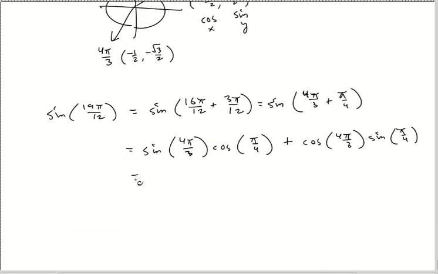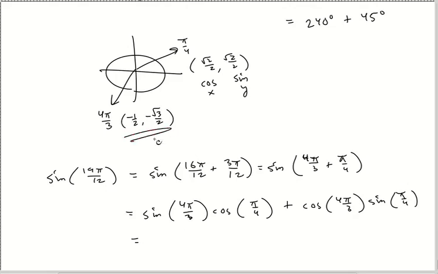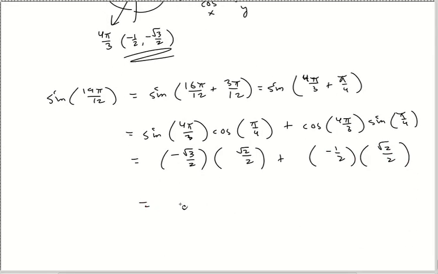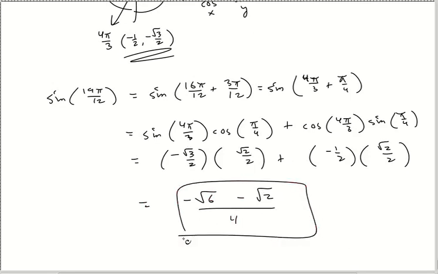Cool. Well, now I want to replace these with my actual values. So sine, my y value at the 4 pi over 3 is negative square root 3 over 2. My cosine at 45 degrees, my x value, is the square root 2 over 2. Cosine of the 4 pi over 3 is a negative 1/2. And sine over here is the square root 2 over 2 again. Could that work in WebAssign? Probably. But I'm just going to give you the quick answer here. There you go. Cool.